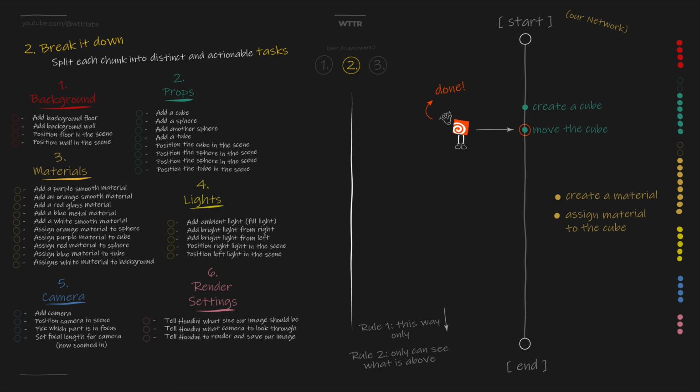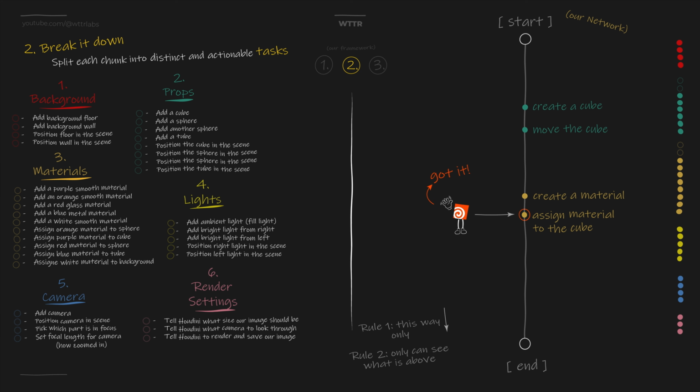Let's tell Houdini to assign a material to our cube and see what happens. Houdini now doesn't know what material we're talking about and isn't able to complete the task. In a similar way to our cube, we have to now assign the task of creating the material to Houdini before we tell it to assign that material to the cube. Now this is starting to make some more sense, and we can see how these rules work while we arrange our tasks and assign them to Houdini.